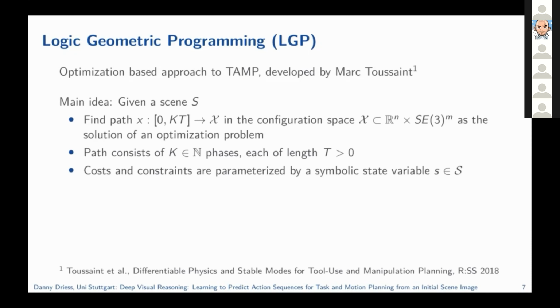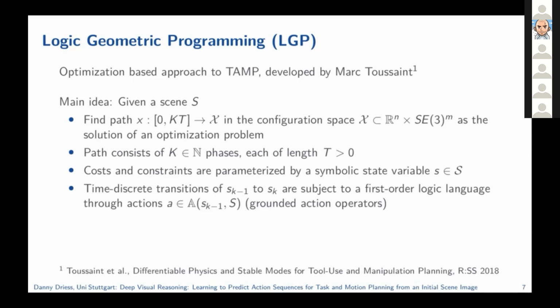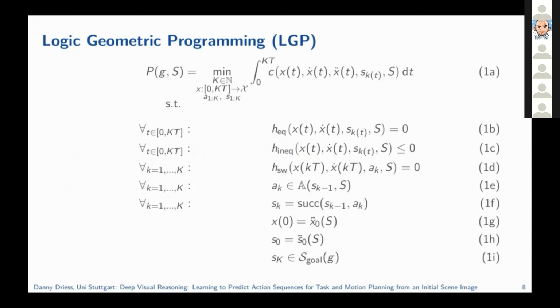And now the important part, the costs and constraints are parameterized by a symbolic state variable s, and the time discrete decisions between this state are subject to a first-order logic language through action a, which are grounded action operators. The goal is specified symbolically by G. Then an LGP looks like that.